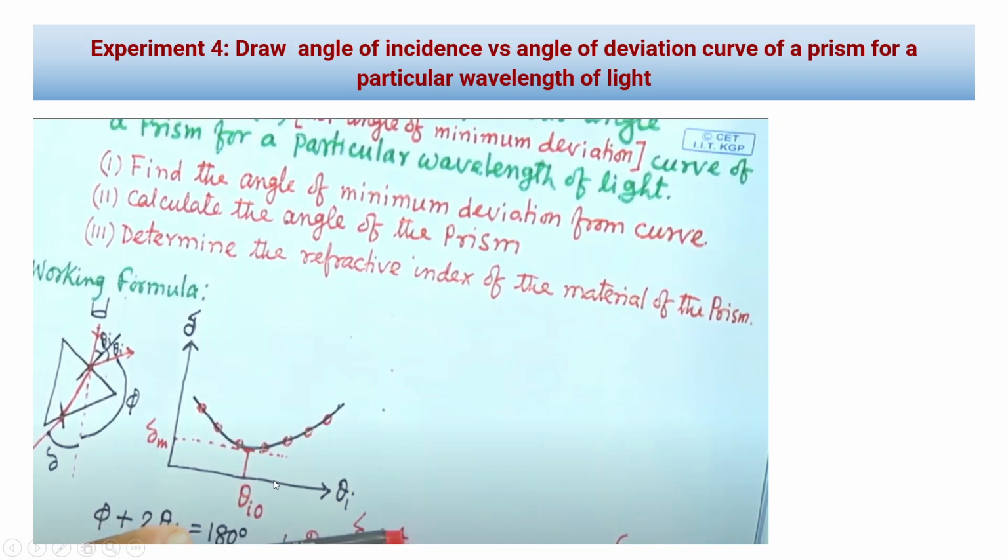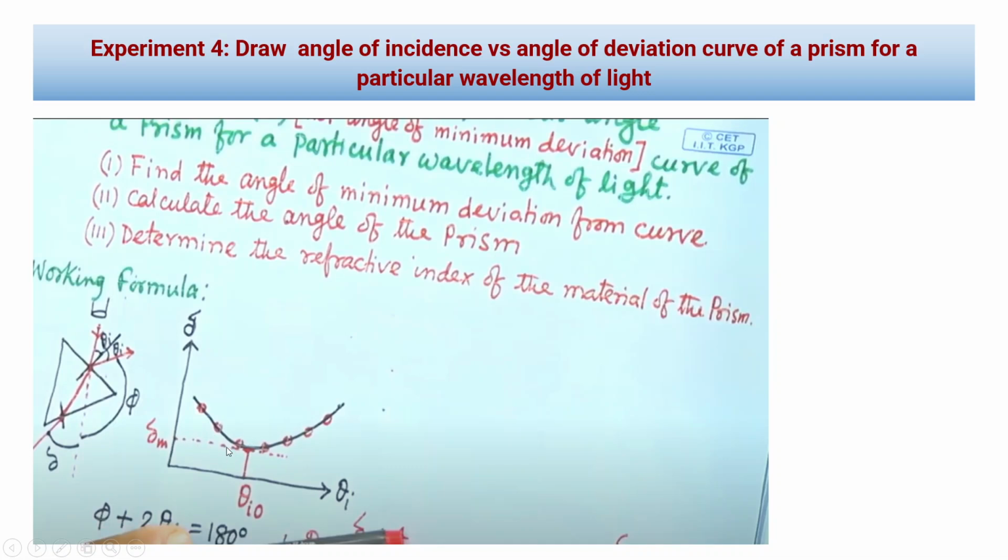If I increase the incidence angle beyond this, then this deviation will increase. If I bring the incidence angle below this value also, the dispersion will increase. So when you take the measurement by changing the incidence angle, we will see a plot like this, and the minimum value here will give us the angle of minimum deviation point.